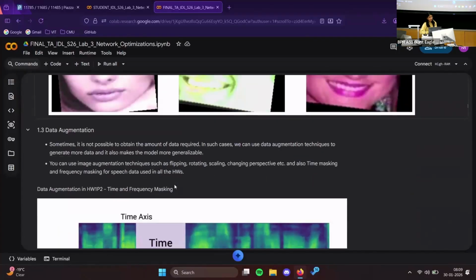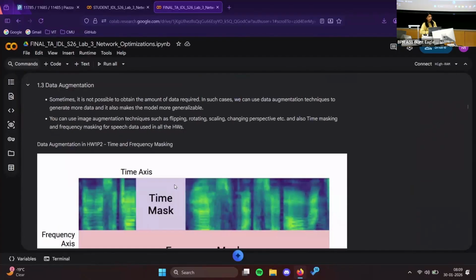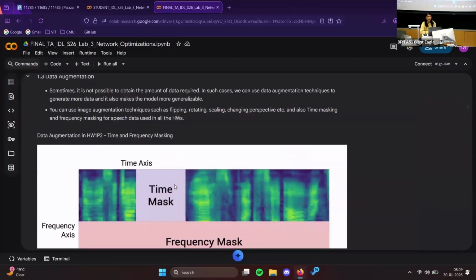All right. So the next part after you do data normalization is data augmentation. Data augmentation literally means increasing data, having more data. A lot of times it is not possible to obtain a sufficient amount of data required for training a model. In such cases, we use data augmentation techniques to generate more data. Apart from generating more data, it also helps make the model more generalizable.